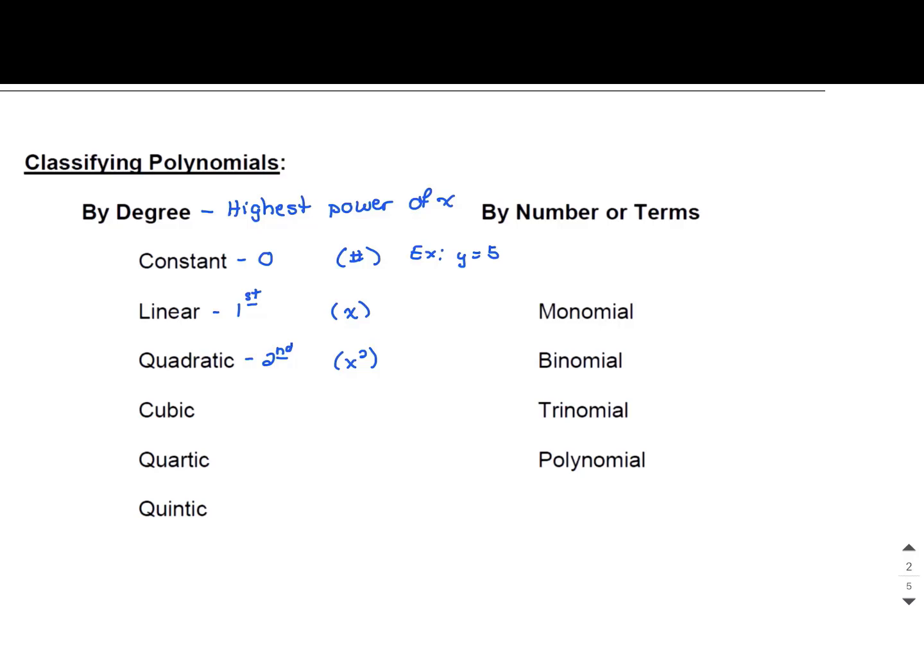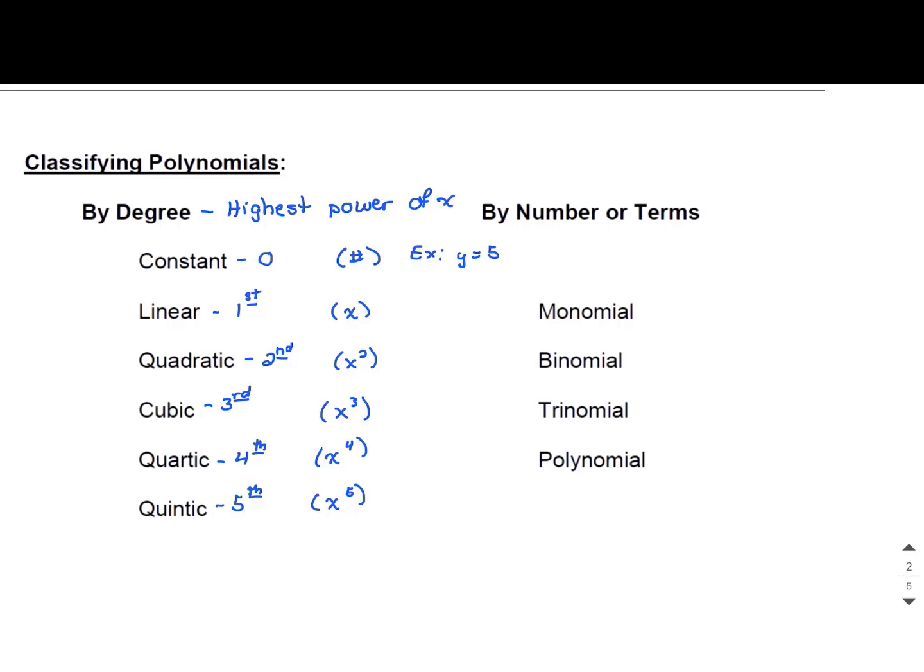Now a cubic is a third degree. So it's going to have an x raised to the third. And a quartic is a fourth degree. That's x raised to the fourth. And a quintic would be a fifth degree polynomial. Anything higher than 5, for instance, if it's a sixth degree, we just call it a sixth degree polynomial, a 10th degree polynomial, a 12th degree polynomial. We're not going to worry about special names.